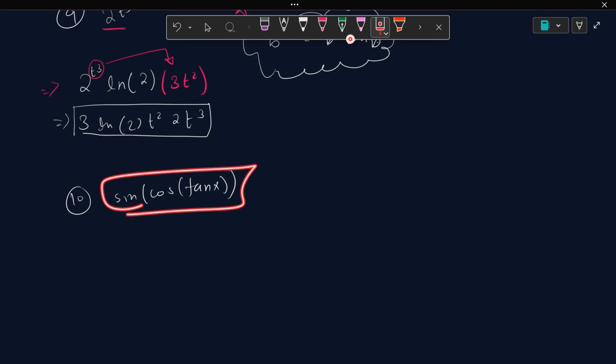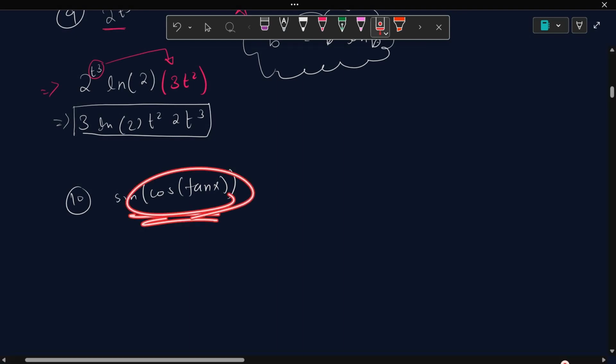Okay, so this is sine of something, which is basically your outer function, and what you see inside the sine is basically your inner function over here. So that is basically a chain rule that you have over here. So that's to use a double chain rule over here.